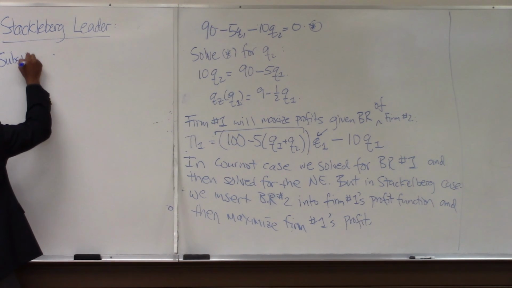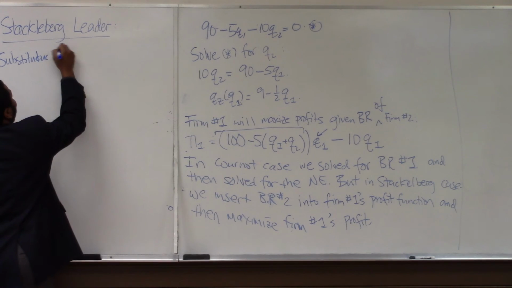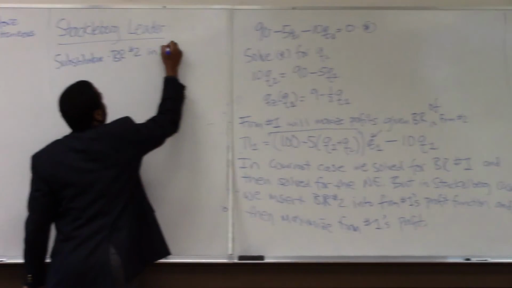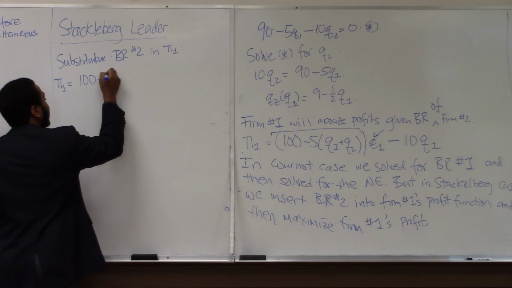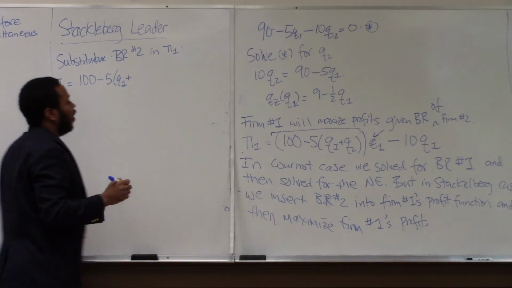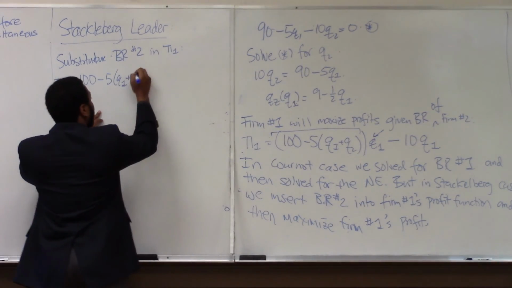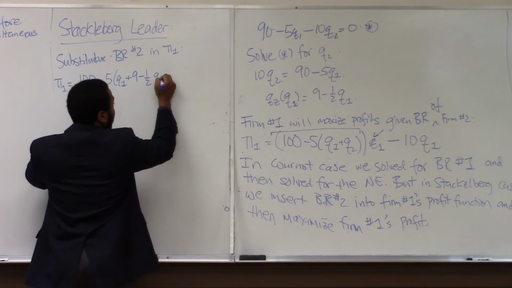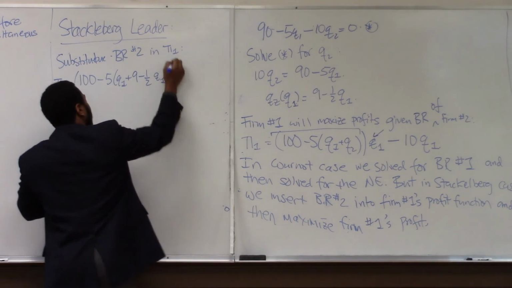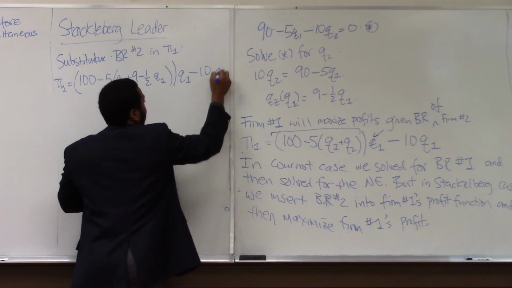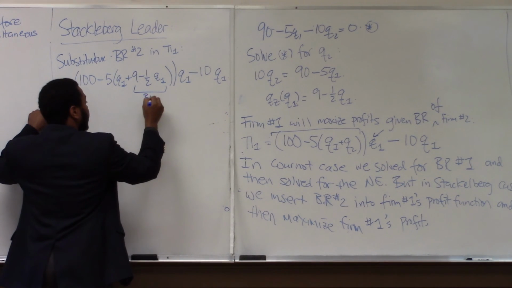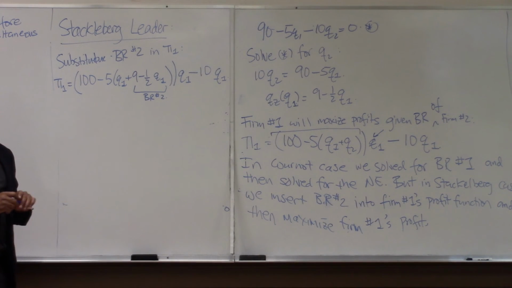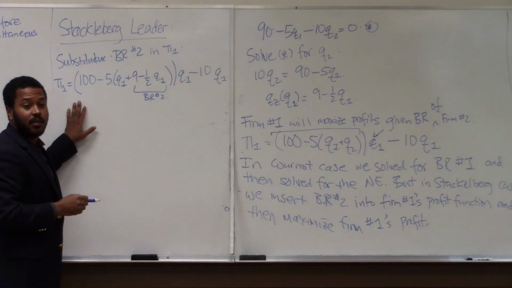So now we substitute the best response of firm number 2 into the profit for firm number 1. What we will get is the profit for firm number 1 is going to be 100 minus 5 times Q1, and then we have to put in the best response for firm 2 here, which is going to be plus 9 minus a half Q1, times Q1 minus 10 Q1. Let me stop there and ask if there are any questions. This here is just the best response function for firm 2. Does that make sense? Everybody with me up until this point? Are there any questions before I move on?